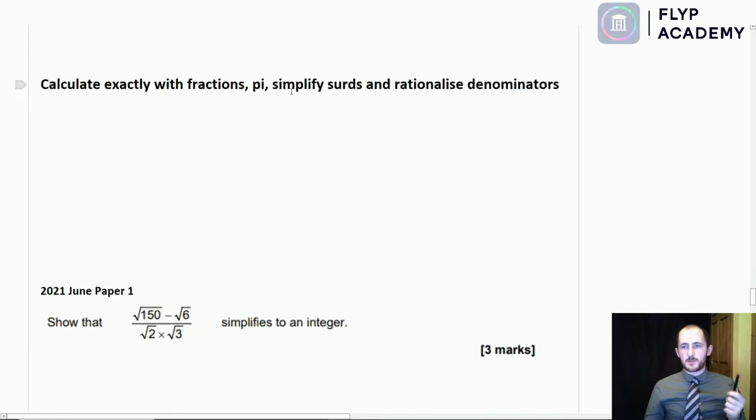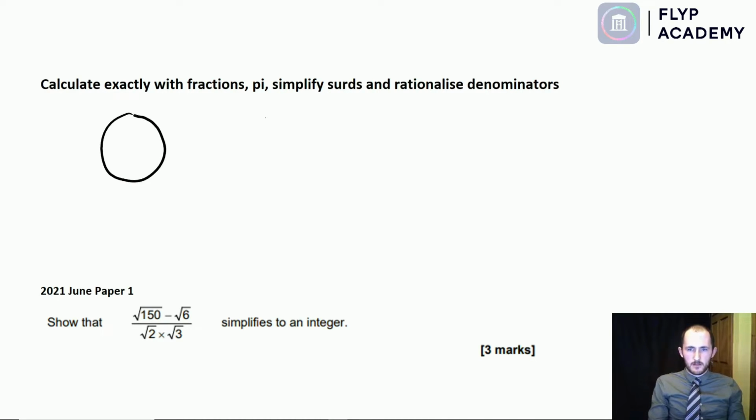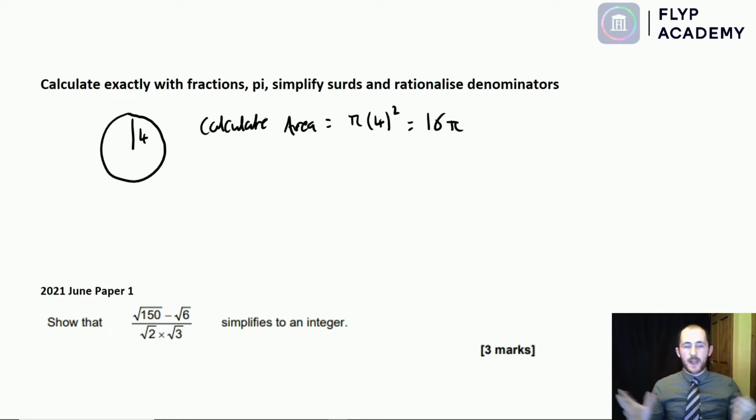Calculate exactly with fractions, pi, simplify surds. So what they sometimes do in a non-calculator paper is they'll have something like a circle with a 4, and it says calculate. It could be the circumference or area. What they expect you to do in a non-calculator paper is to recognize that would just be 16 pi. That's it. Super easy. Basically, you're being lazy. You don't have to work it out. You don't have to times by 3.14. You leave it in terms of pi.